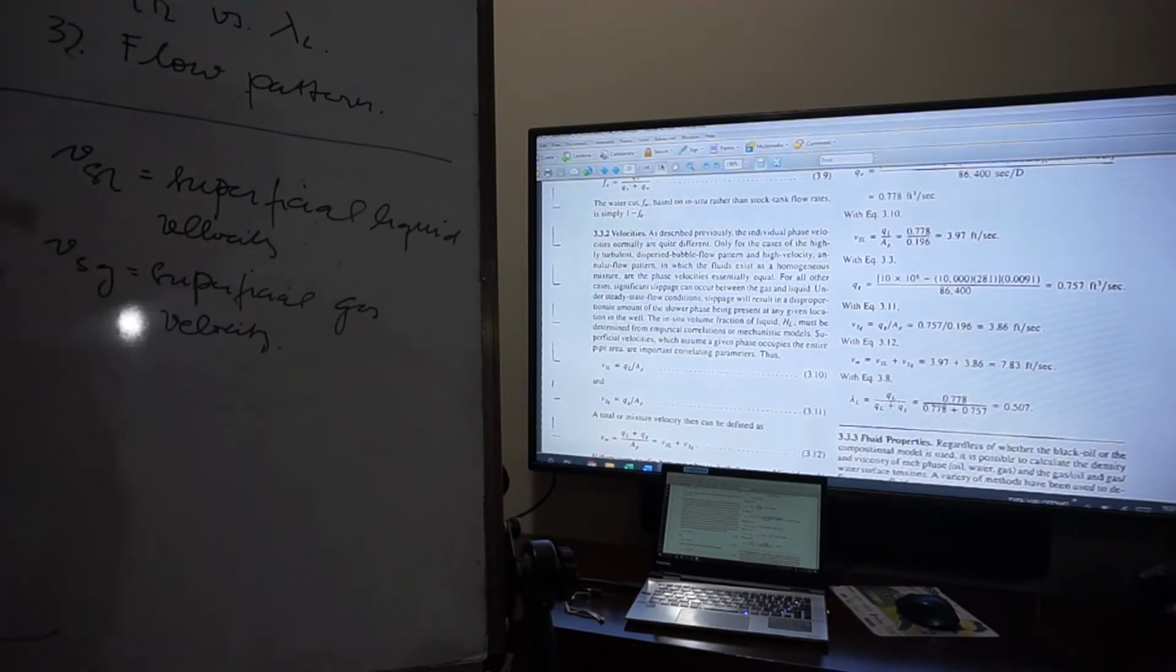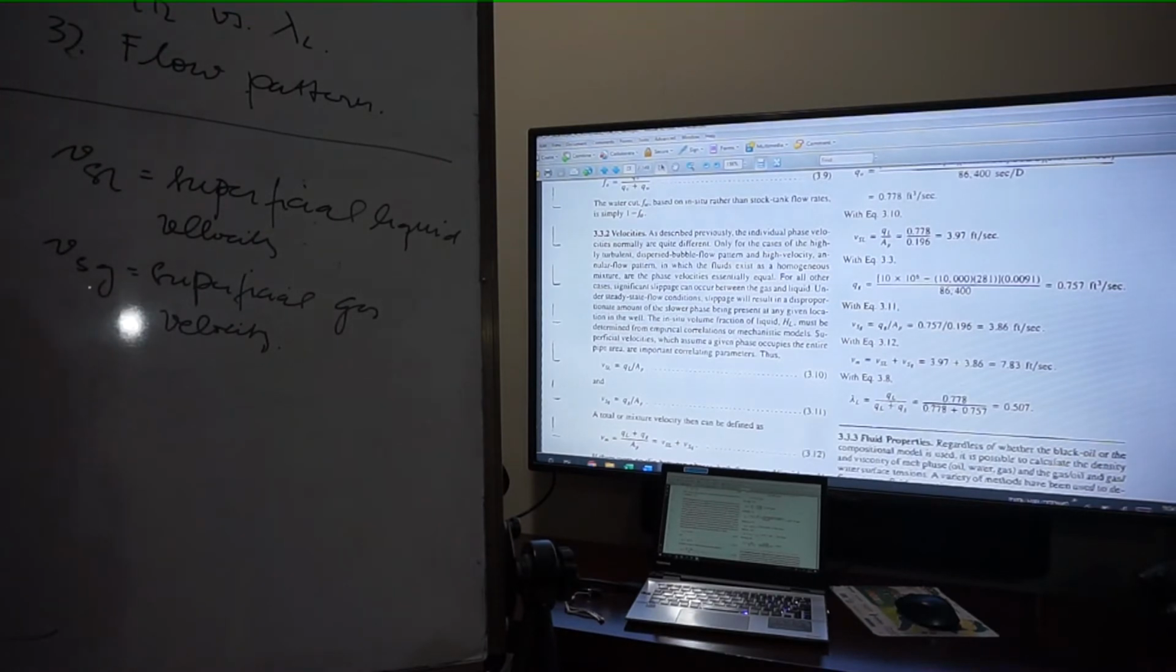And then the definition is from the word superficial. Superficial is something that is not real. So something is superficial, something adding up to something. So it's not the real thing. But the researchers came up with this, and it is being used for many correlations, even though it's not the real thing.